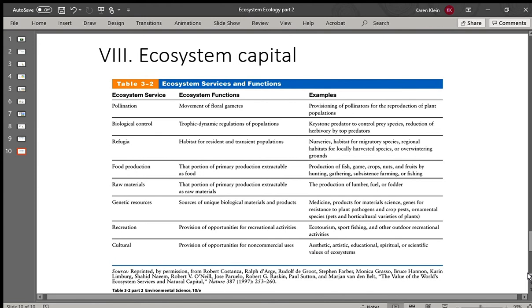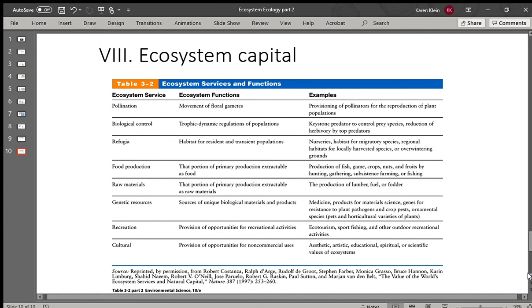Pollination. Oh my gosh, in most regions of the world, we're living in an age of flowering plants. Nature provides pollination services. Humans, can they be clever enough if we lose our bees and our other pollinators, our bats, our birds, and our other pollinating insects? Probably not. Nature does this all on her own. Biological control, as far as keystone predators, we learned about that. Refugium, for nursery habitat for migratory species, regional habitats, overwintering grounds.